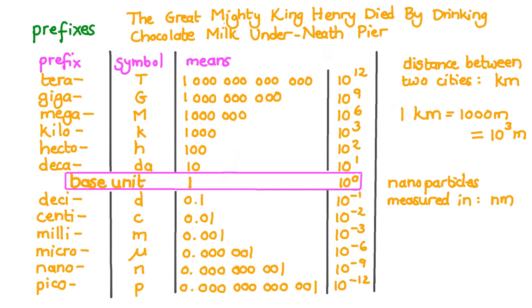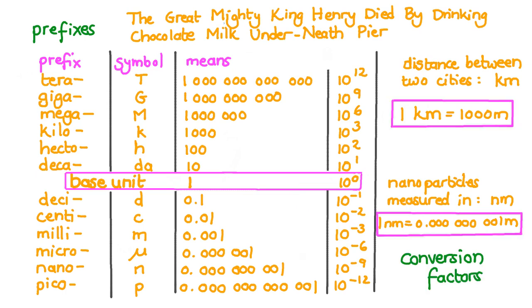Another example is nanoparticles, which are measured in nanometers. A nanometer is 0.000000001 meters, or 10 to the negative 9 meters. The relationship between a base unit and a prefixed unit, as shown here, is called a conversion factor. Let's have a look at some examples of converting between units with different prefixes.